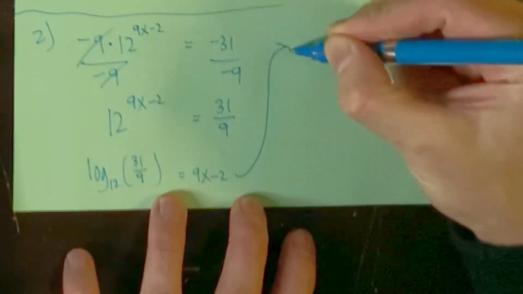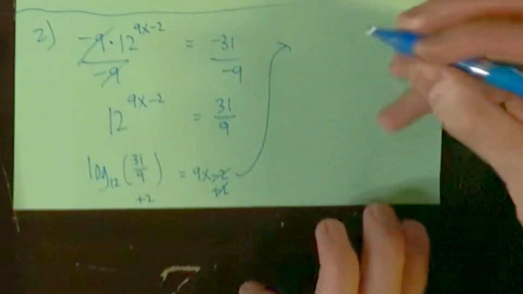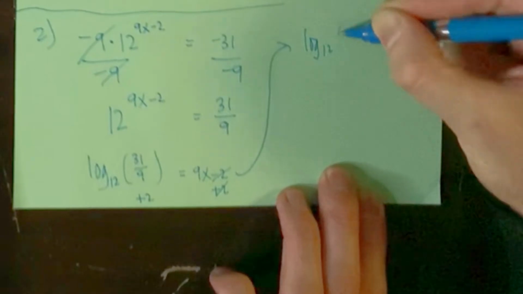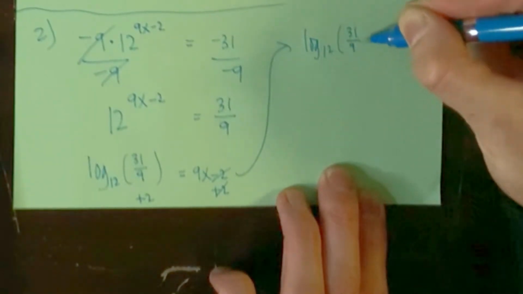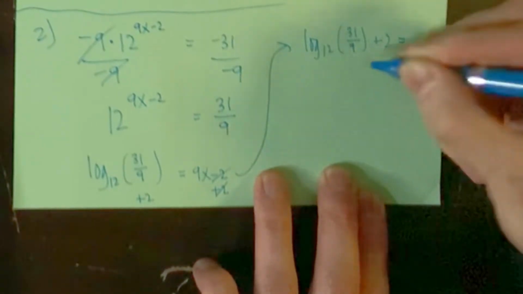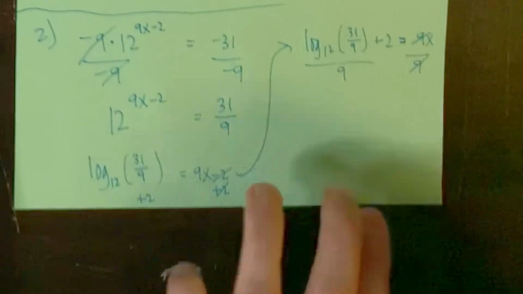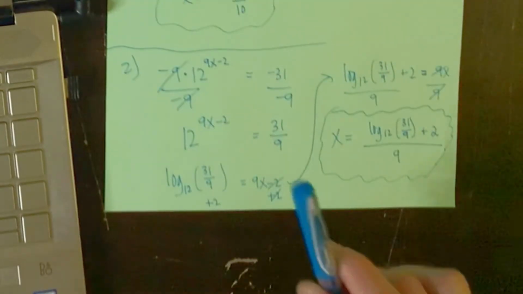So maybe what we can do next is add 2 to the other side. And so we have log base 12, 31 over 9 plus 2 equals 9x. And to solve, we can divide by 9. So here's our final answer. There we are. So that takes care of number two.